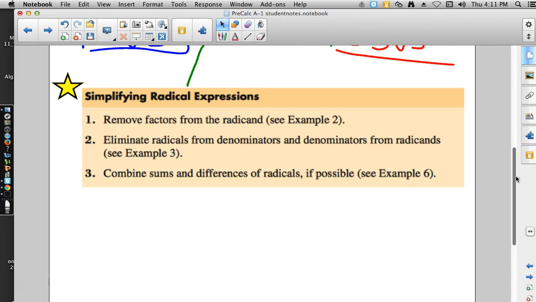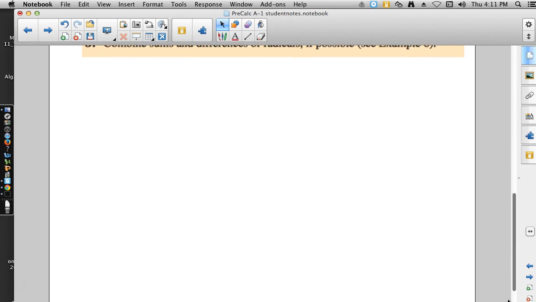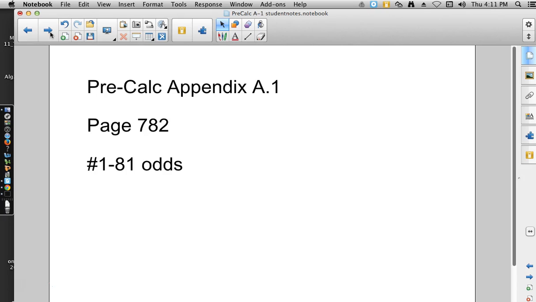And notice that all of these have where you can look for examples of this. So removing factors from the radicand, that was example 2, and eliminating radicals from the denominators and denominators from radicands, that's example 3, and then example 6 for the last one. So this is a lesson that was supposed to take a day and some change, so that's why this is kind of long. But here is your assignment.